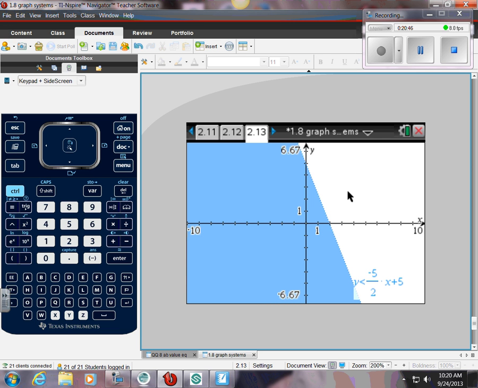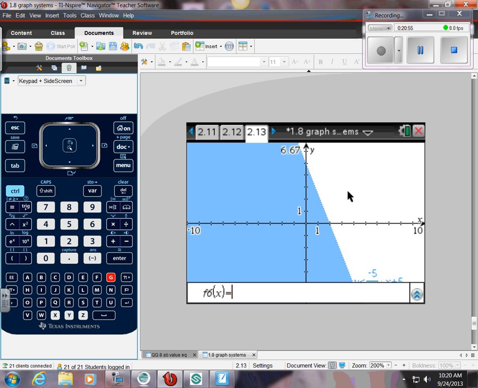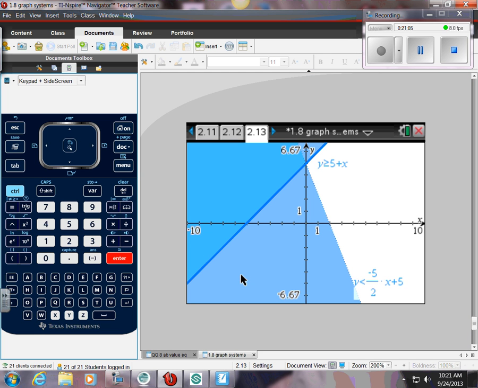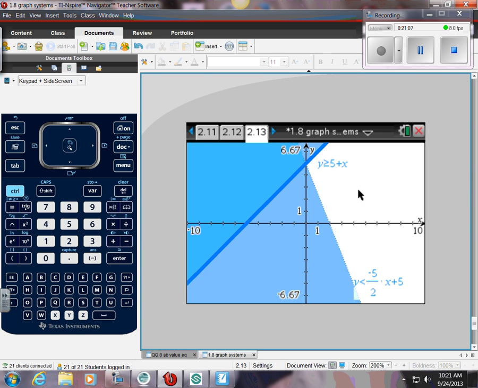Okay. Go ahead and graph your second inequality. Again, Control G brings back up my function bar. And we're going to do 5 plus x. Greater than or equal to 5 plus x. There we go. Okay.